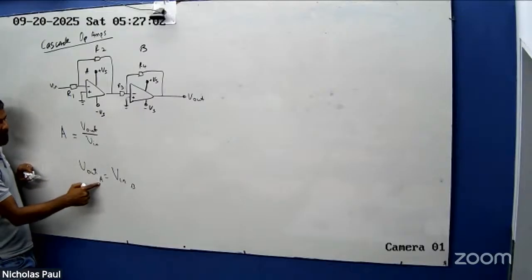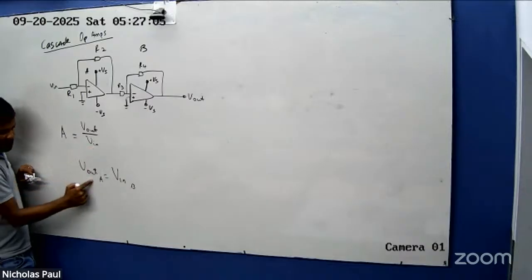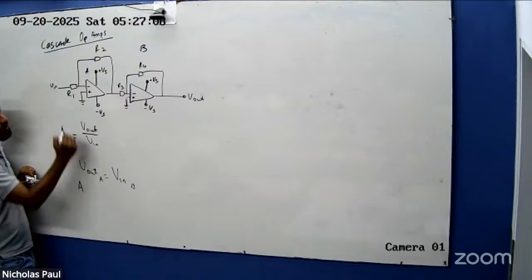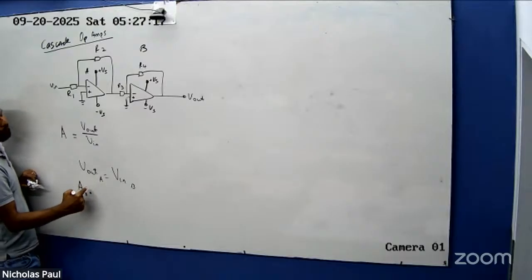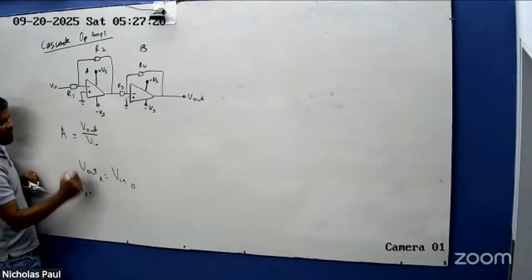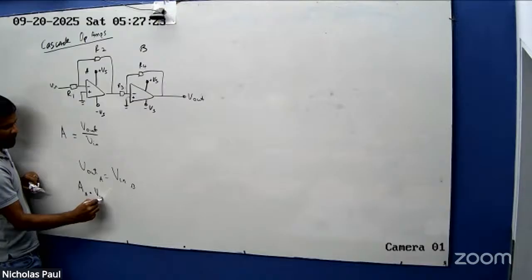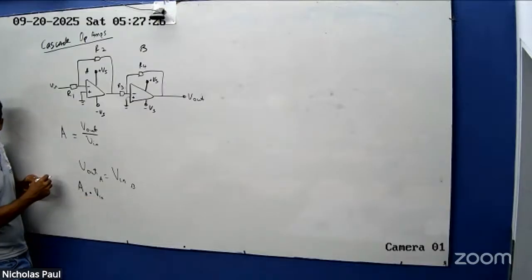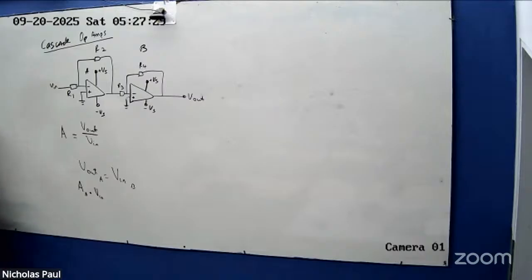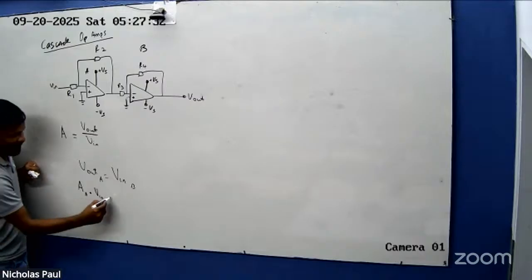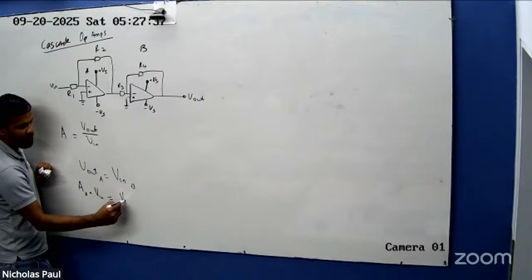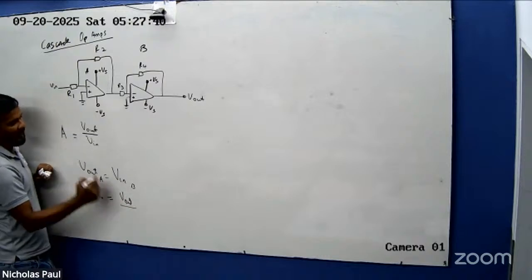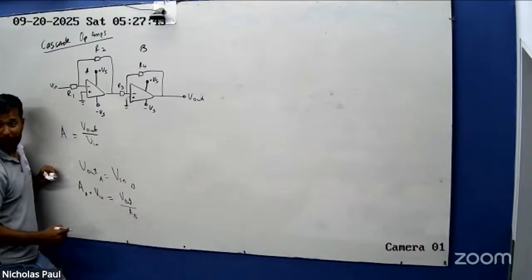P out is what? Gain by V in. So to find this V out, I need the gain of the first op amp multiplied by the original V in, right? Yeah, the original V in. Now, how do I get V in? V in is equal to the final V out over the gain of P. Everybody okay with that?